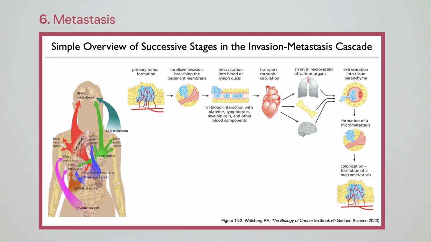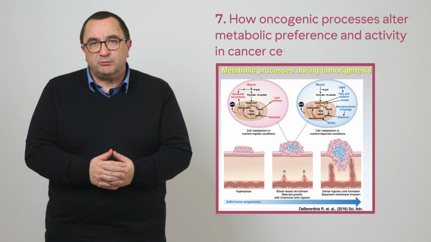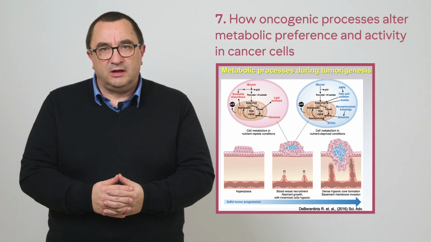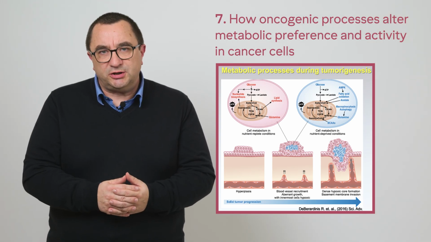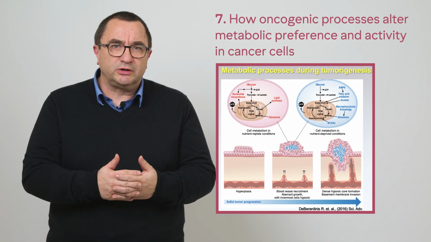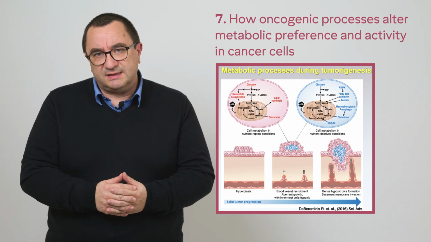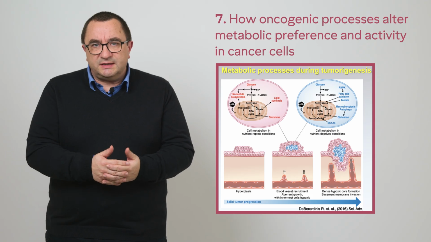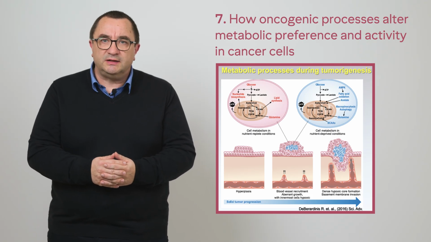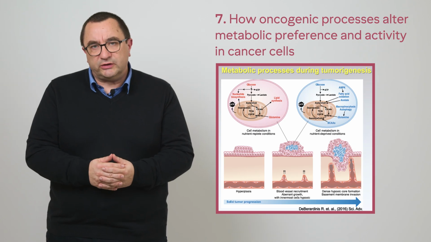In the section on cancer metabolism, we will cover how oncogenic processes alter metabolic preference and activity in cancer cells. We will also study updated information regarding how this disrupted bioenergetic process promotes cancer progression and metastasis. Building on this understanding, we will brainstorm how and why we should introduce treatments targeting cancer metabolism for cancer treatment.